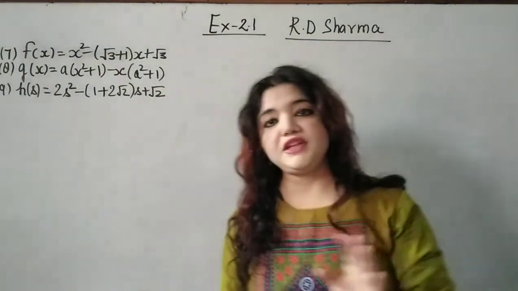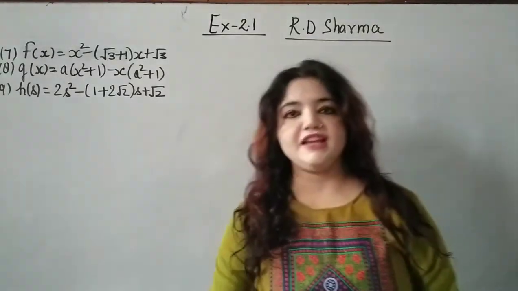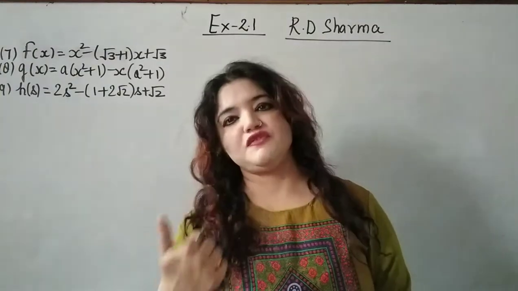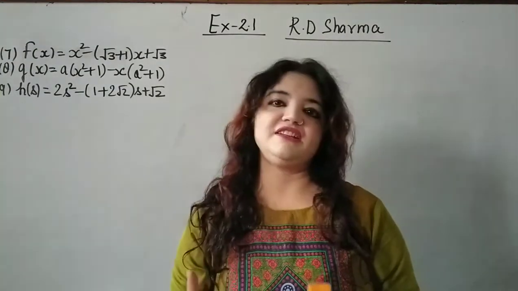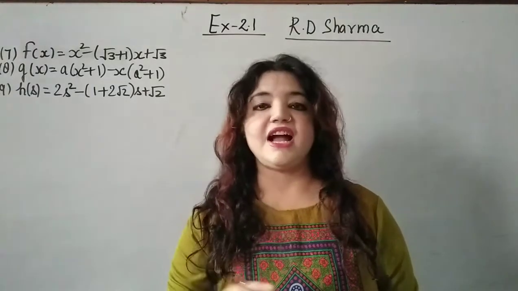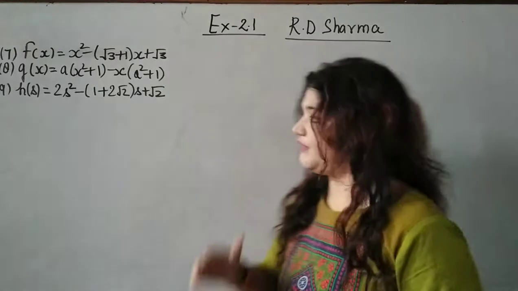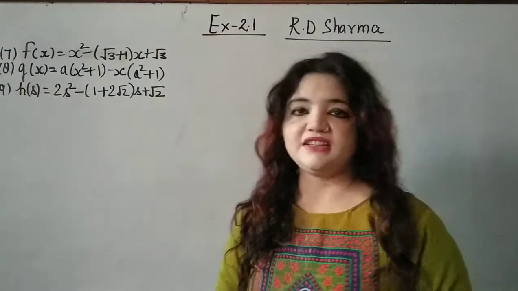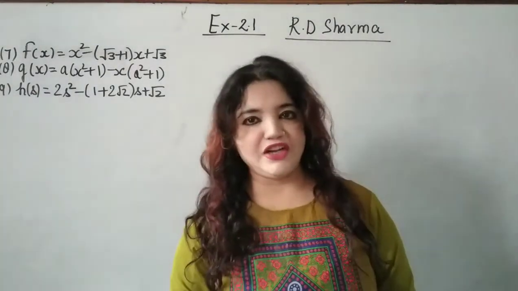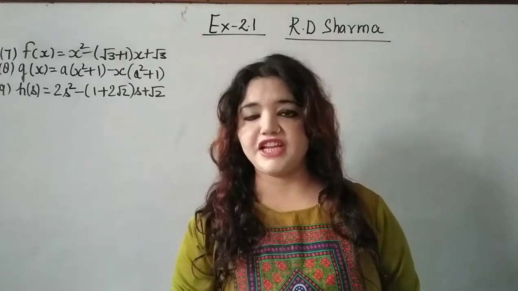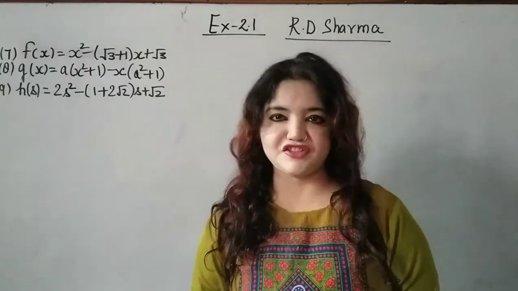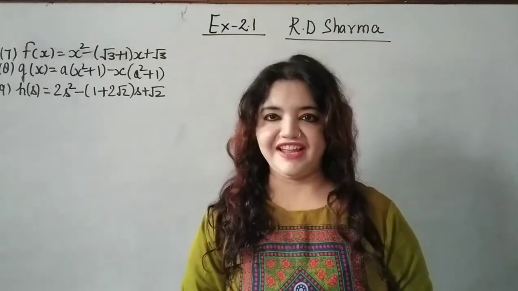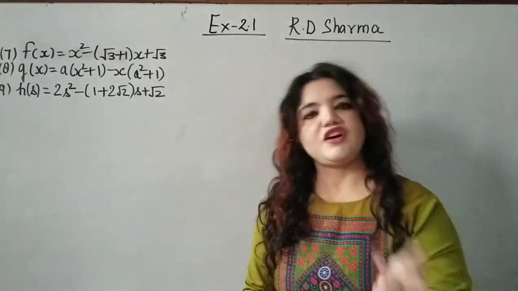What we have to do in these three sums is, first of all, find the zeros of the polynomials, as we had done earlier in the first two, first six sums. Earlier we found the zeros and verified the relation. Same way today, in these three sums we have to find the zeros of the polynomial, and we have to verify the relation between the zeros and coefficients of a polynomial. How to do it, you know very well, and we will do it together.